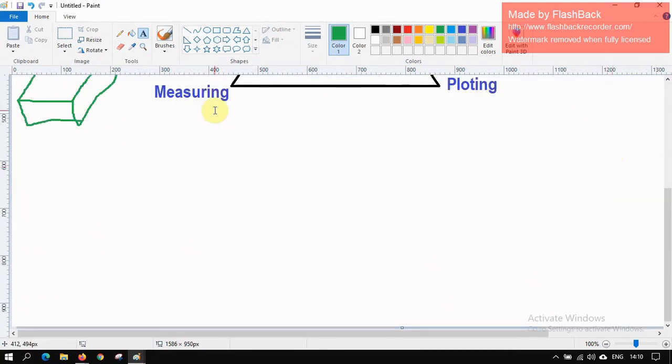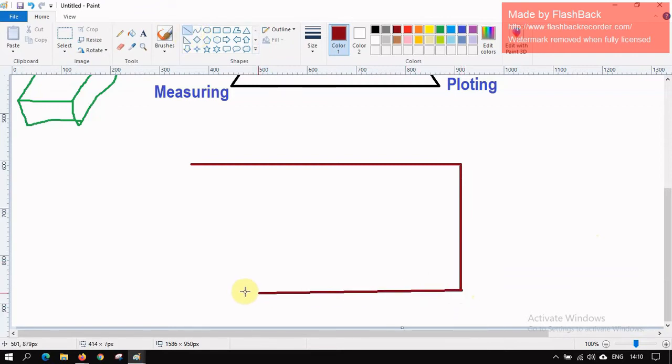Now let us consider a line. Fine, it's a line. Let us join another line. Fine, it's another line. Let us join one more line. Again, let us join one more line.